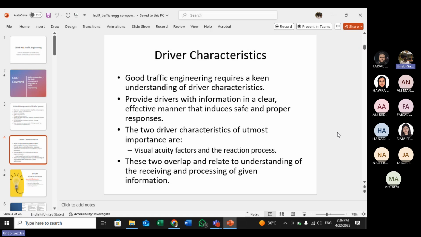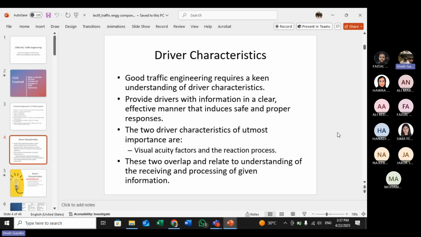Our aim is to provide sufficient information clearly, with enough time, to the driver so that he can act in a safe and proper manner. So if I want the driver to be in a specific lane, I should show him the marking with enough time to come into his lane. And if I want the driver to stop, I should show him the stop sign with enough distance and clearly so that he knows when to stop and can stop properly.